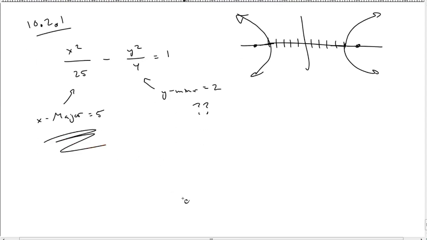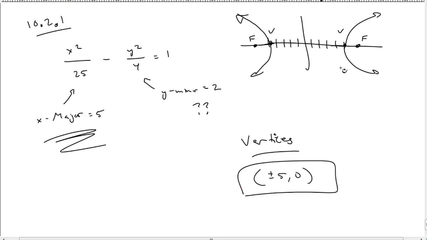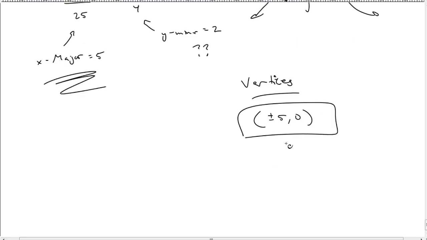So just primarily use your major, and you can see that this is negative 5 and 5. Good, walk away. And in fact, these are called vertices. These right here, these guys are foci. The vertices are what they're actually asking for on my math lab, and so you can give it to them. It's plus or minus 5 comma 0. Again, just plus or minus the 5, and it's on the x-axis, so it's 0.